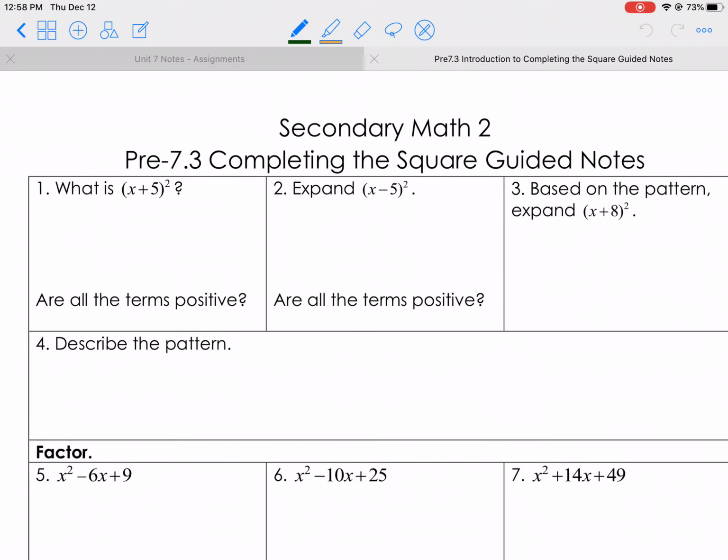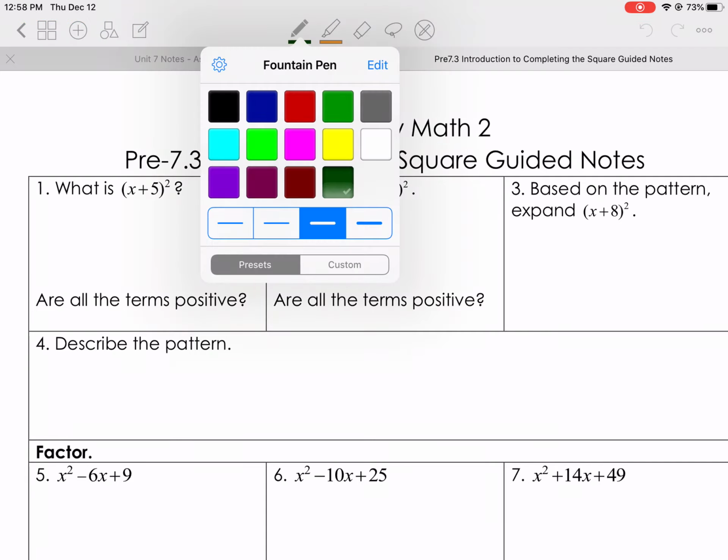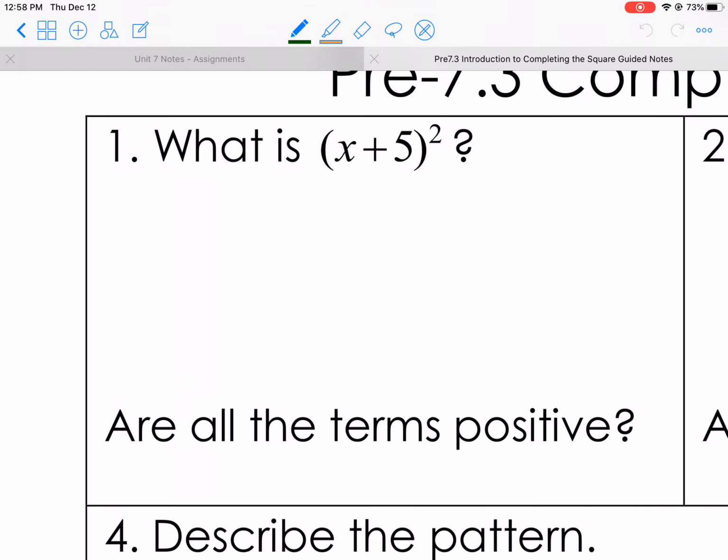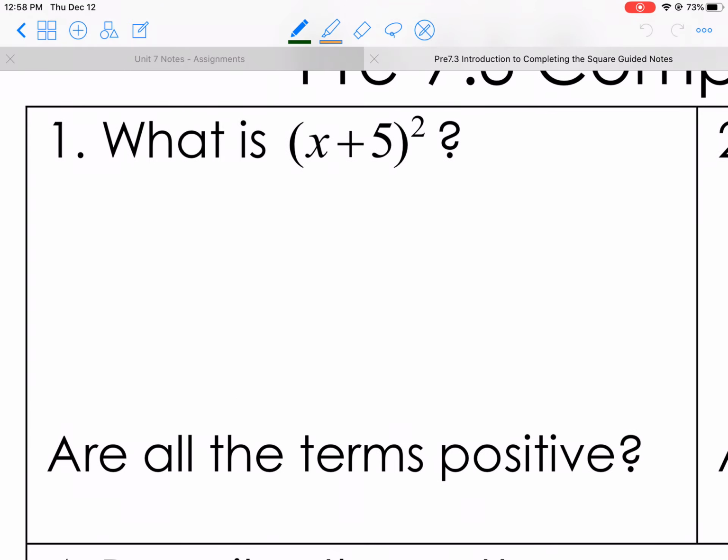Okay, I got a request to do the lesson on 7.3, completing the square. So before I taught completing the square, we did this sort of remember what we know exercise where we came back and looked at some things. So first we want to start by identifying what is x plus 5 squared.